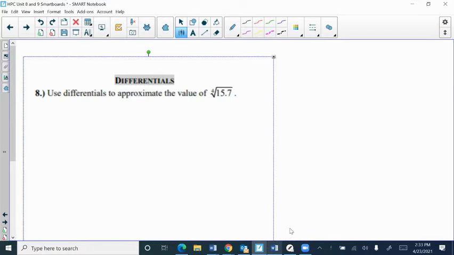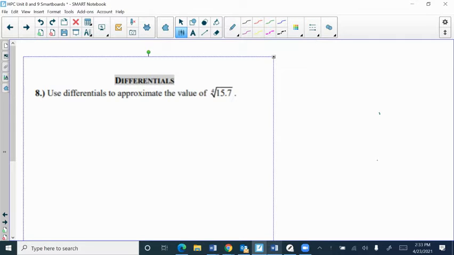Okay, so in this video, I want to look at an example of using a differential. And a differential is another way to think about using a linear approximation, using a derivative to approximate a value given a slope and a point. A differential, the idea is that it's a really simple concept.